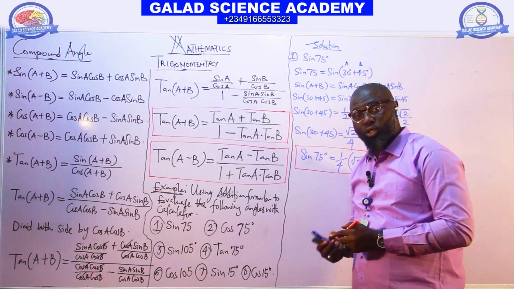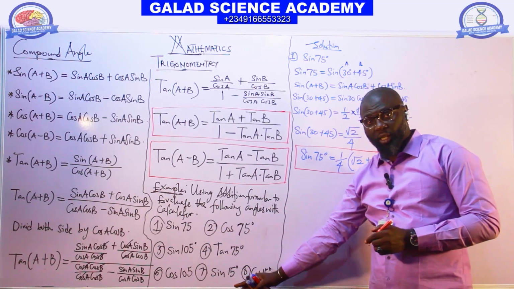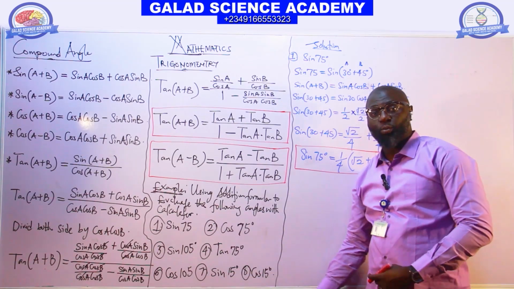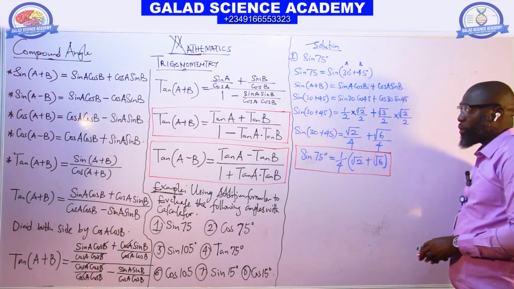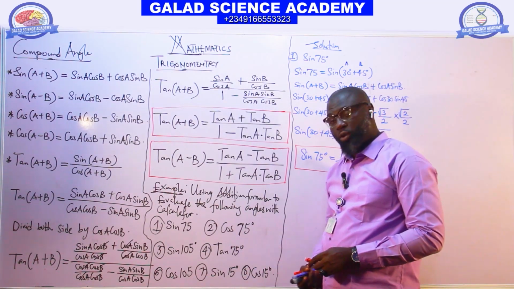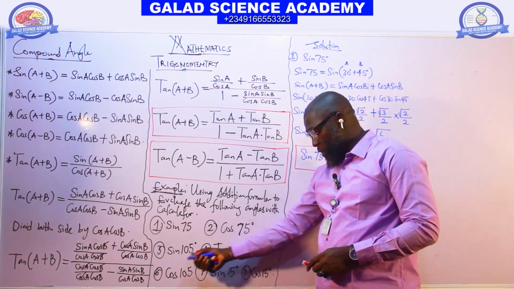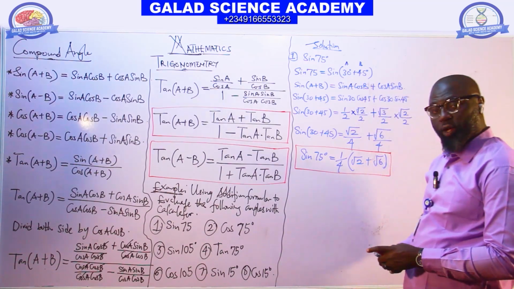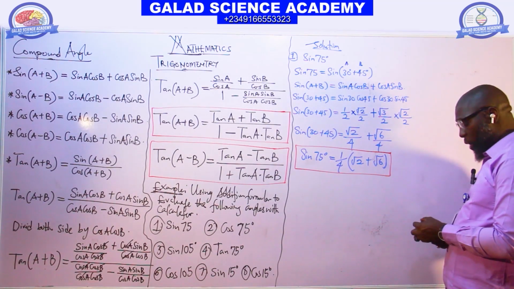Please let me just solve one more, and then you help me solve the remaining because of the time. You can send the answer to me in the comment section. Let me solve for cos 75, or maybe sine 105.